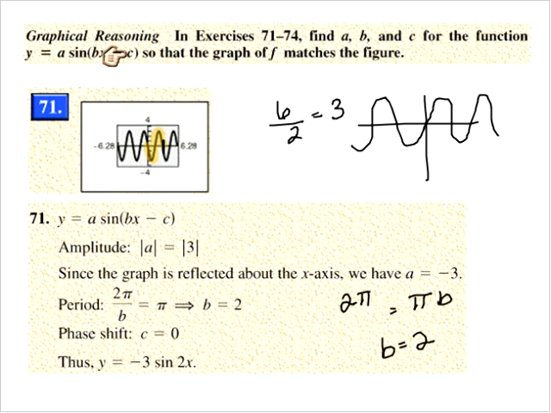Now c is any phase shift that you have, left or right. And we don't have any since it's still centered at the origin. So c is simply 0. Now plugging what we know back into our standard equation here, a is -3 sine of 2x. So -3 sine of 2x would be our final equation.